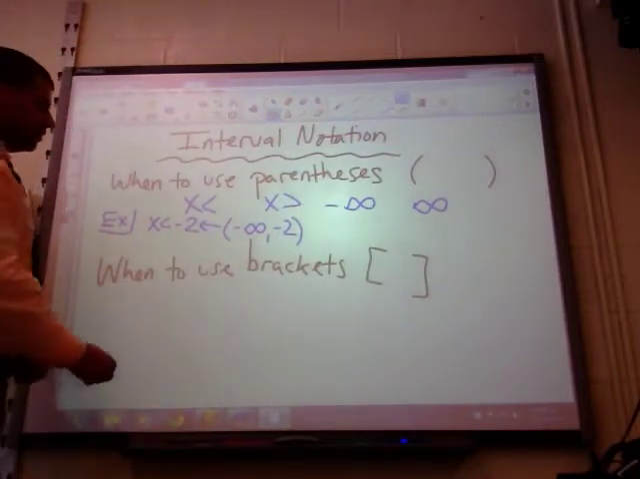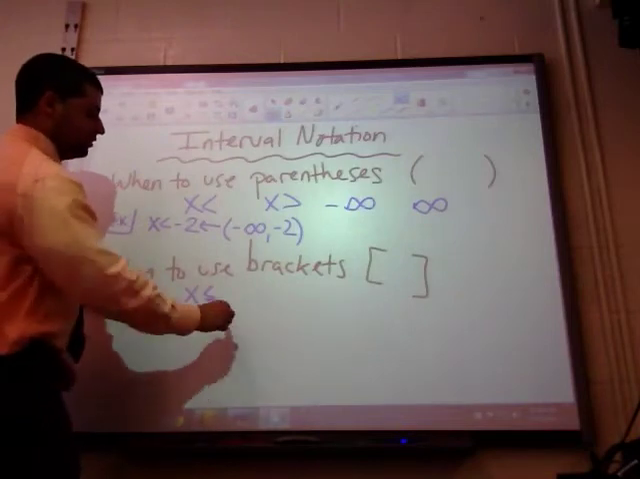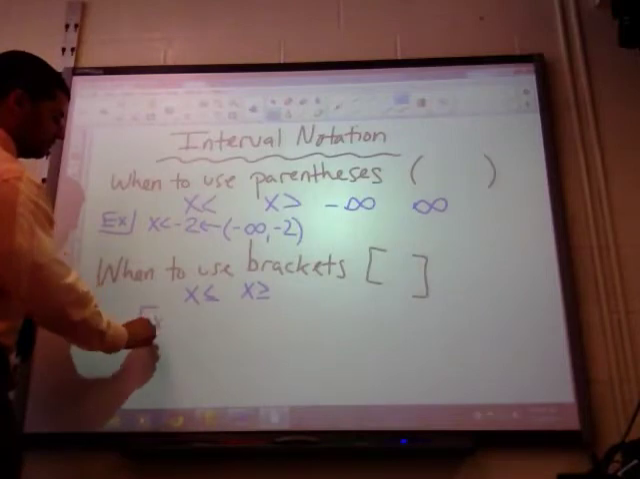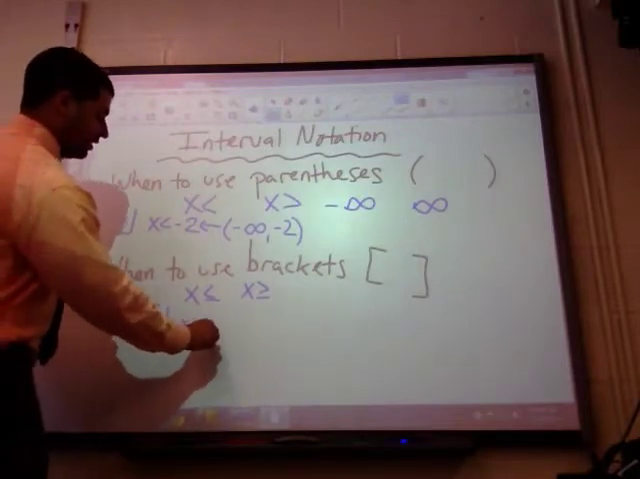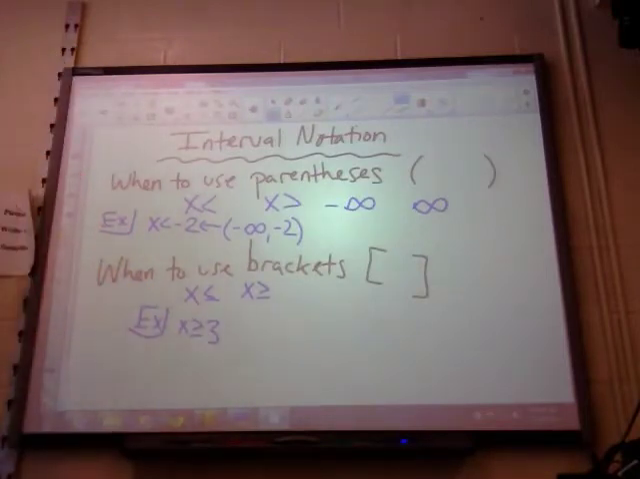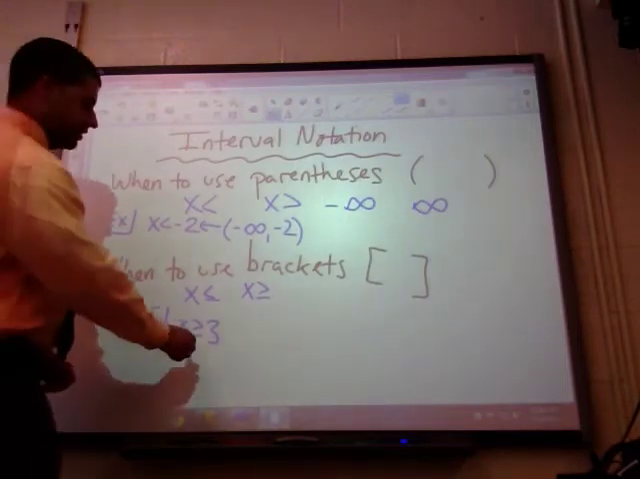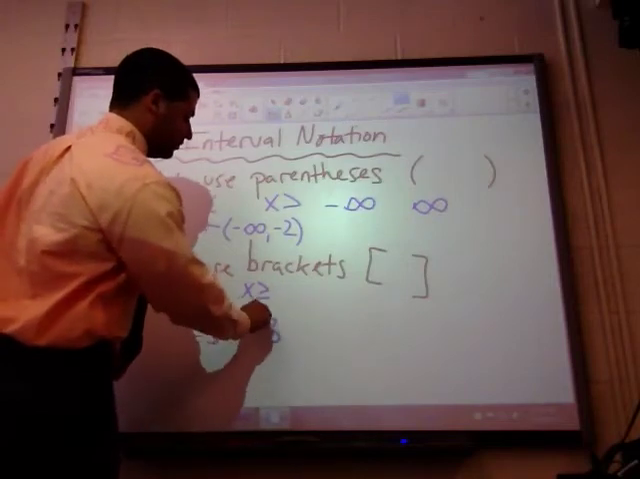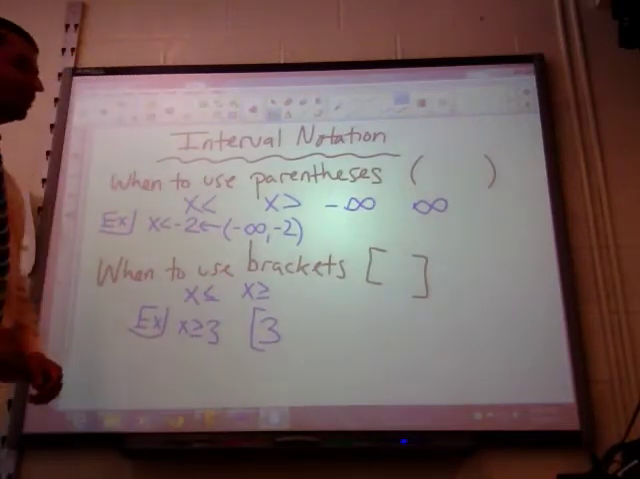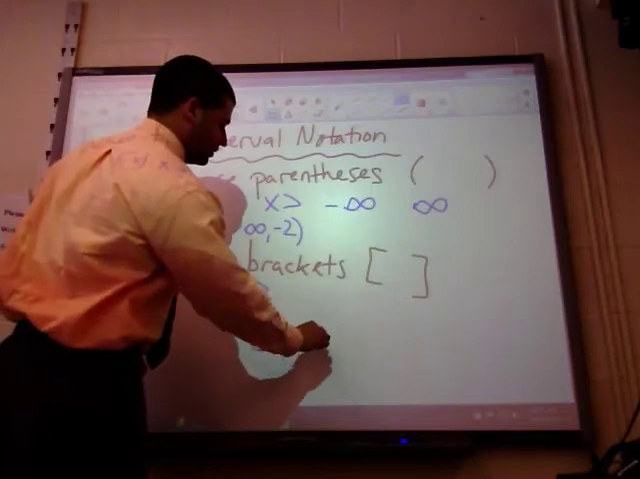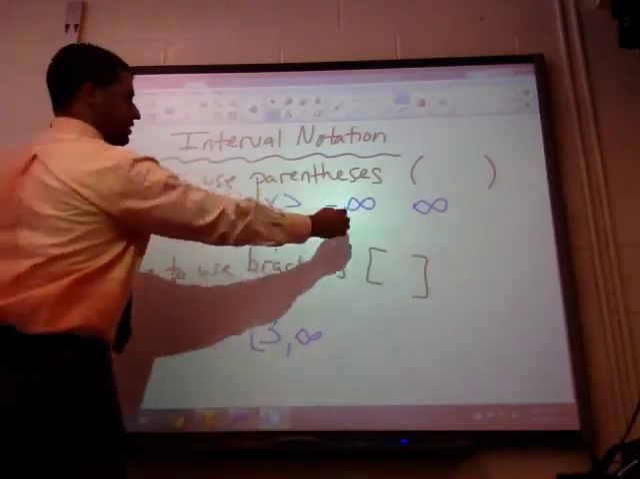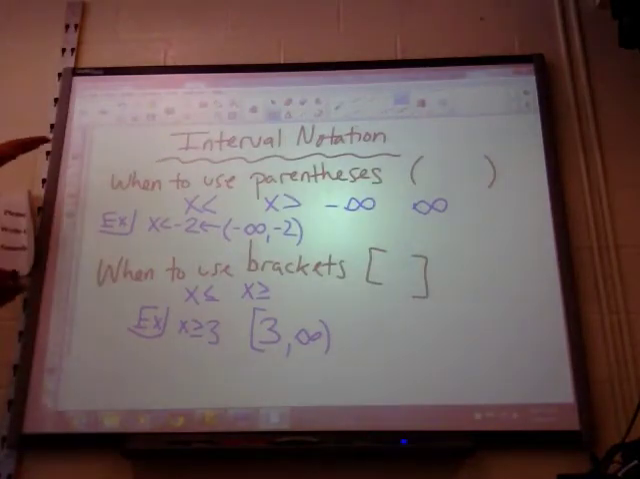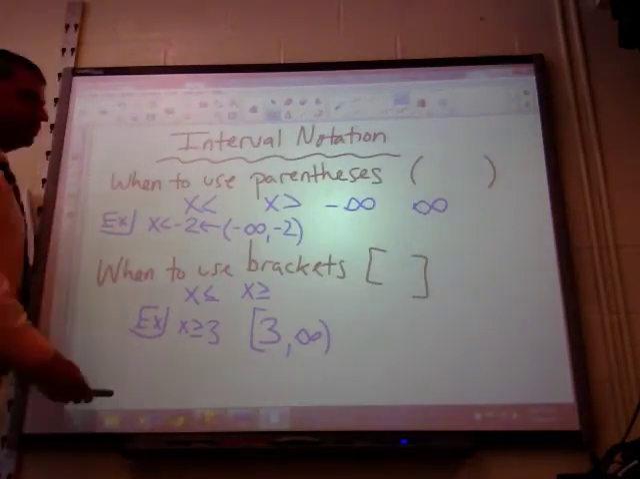Now we use brackets when x is less than or equal to, or x is greater than or equal to. So like x is greater than or equal to 3. We start at 3 because it's all numbers greater than or equal to 3, and since it could be equal to 3, we're going to use a bracket because we want it included. But that's going to go up to infinity, which we said already is a time when we use parentheses. So here's a quick review of how to use parentheses and brackets within interval notation.